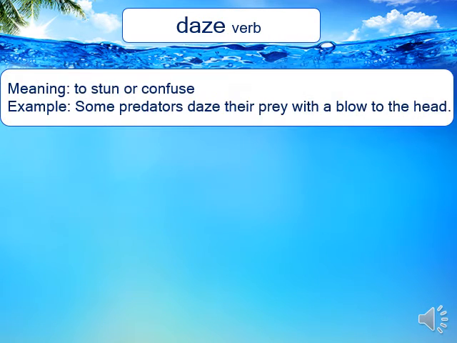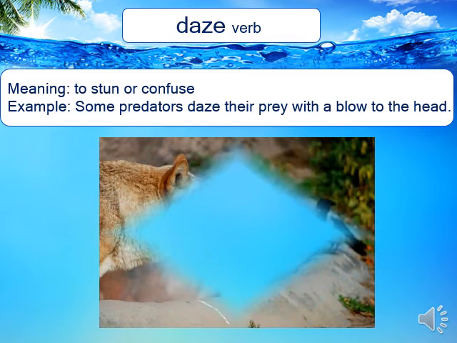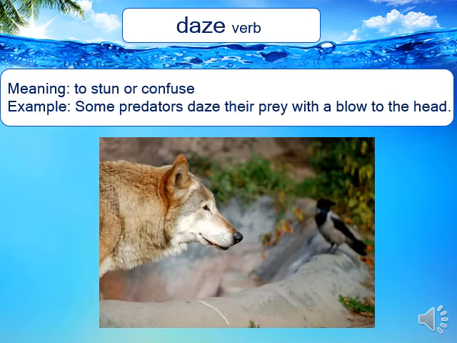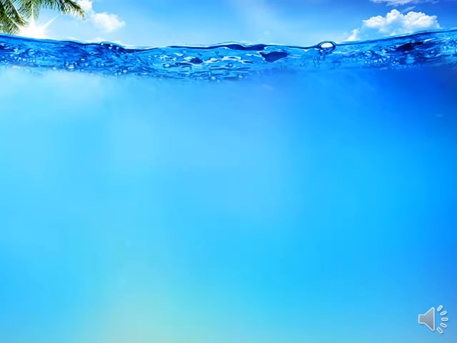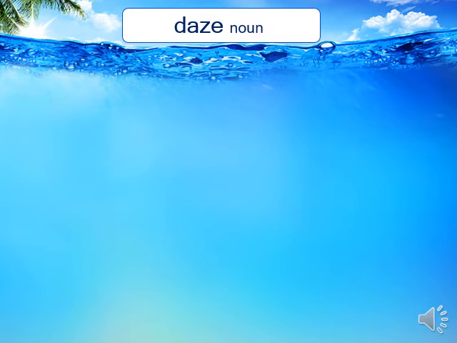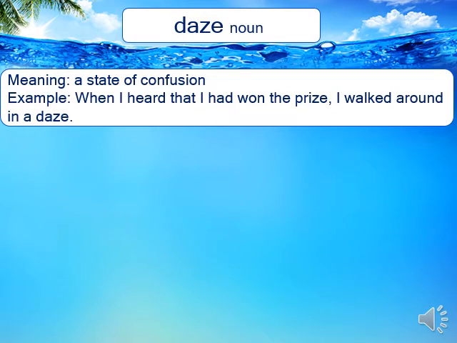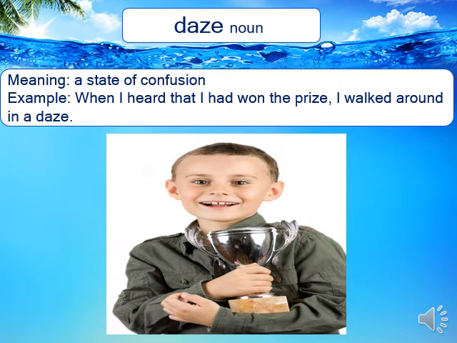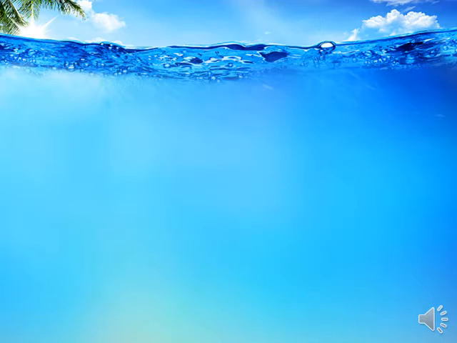Daze is a verb and it means to stun or confuse. Some predators daze their prey with a blow to the head. So they become dizzy. And daze is a noun and it means a state of confusion. When I heard that I had won the prize, I walked around in a daze. Very well, in delightful confusion.